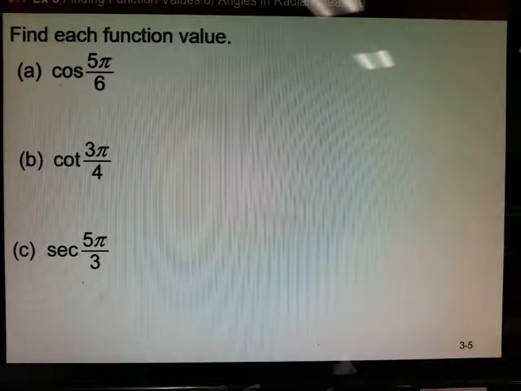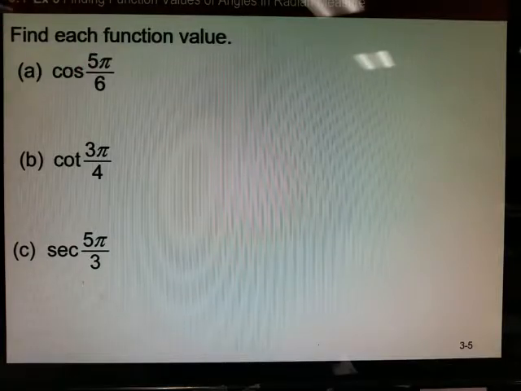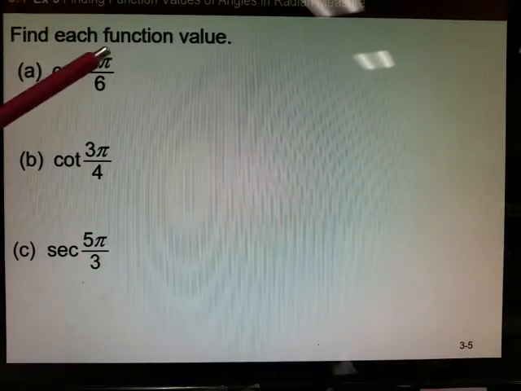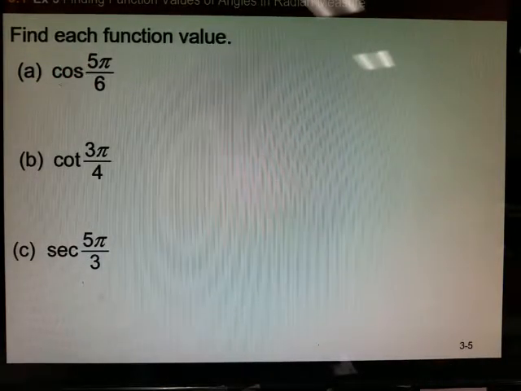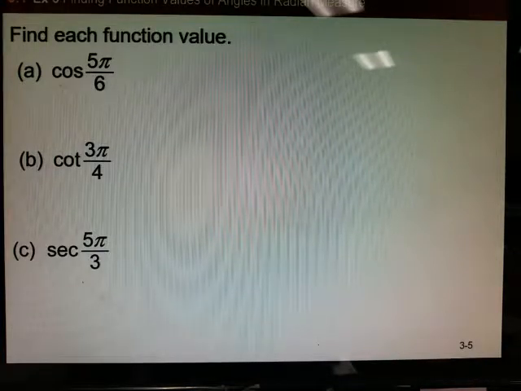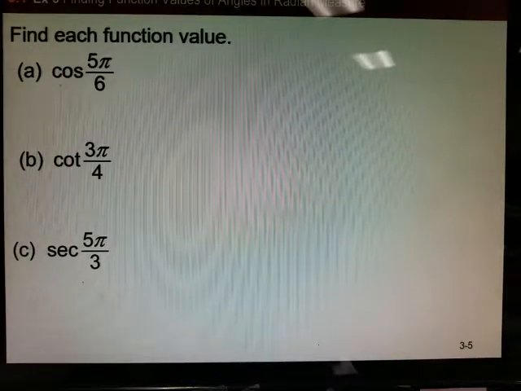It says find the value of each function. So the cosine of 5 pi over 6. The easiest thing to do here would be to convert this to a degree measure. I know pi is equivalent to 180 degrees. So if I think about pi over 6, 180 degrees divided by 6 would be 30 degrees. 30 degrees times 5, that'd be 150 degrees.